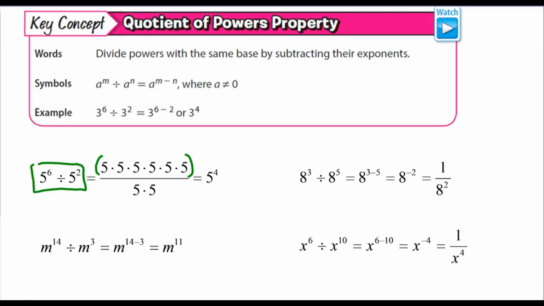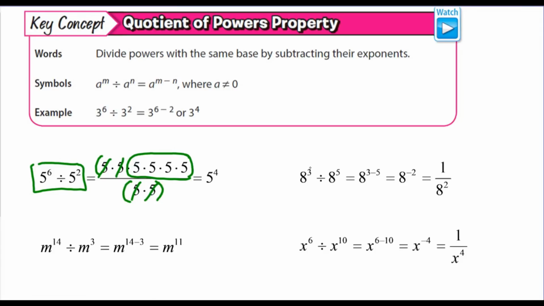5s in the numerator here, 5 times 5 times 5 times 5 times 5 times 5. And 2 5s in the denominator. That's how I'm going to write that division in fraction form. And then actually 2 of these pairs of 5s are going to cancel each other out, which leaves me just 4 5s in the numerator left. So that's 5 to the 4th power, or just 6 minus 2. So the quotient of powers property says I can subtract the exponents to simplify the expression.